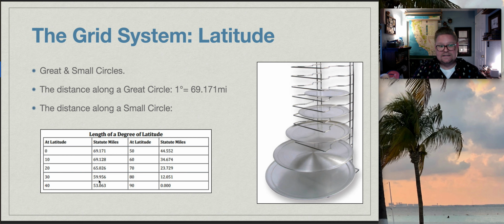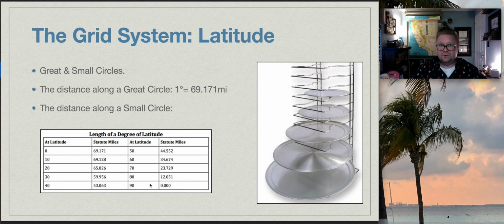Every degree is now 59.956 miles. So it gets smaller until you get to the North Pole, which is a point. There's no distance. You can literally stand at the North Pole and just spin in a circle, and you technically walked around the entire world. Crazy, right? So we can use these values to actually calculate distance, right?